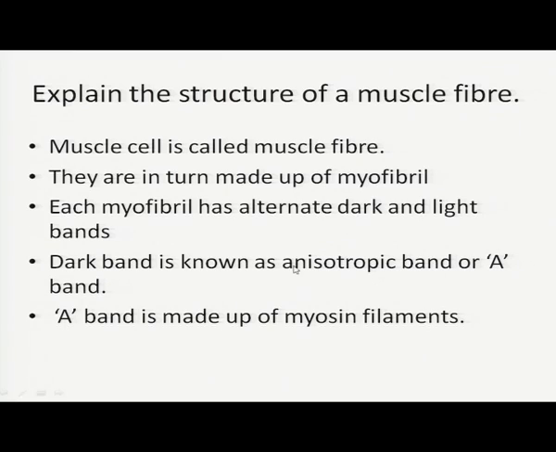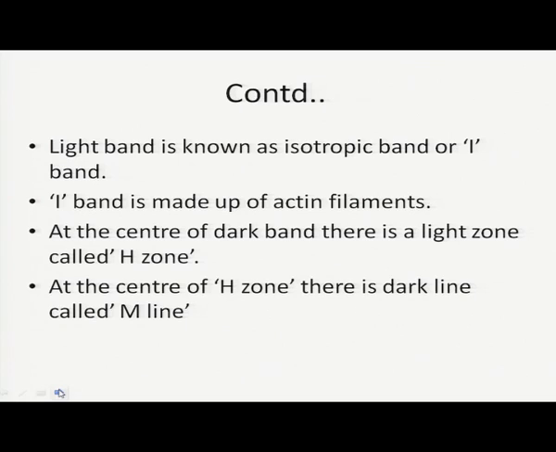A for aniso. Then A band is made up of protein filaments, that is myosin. Myosin filaments. Light band is known as isotropic band. So, it is written as I band, I for isotropic band. I band is made up of the protein that is known as actin. So, it is made up of actin filaments.